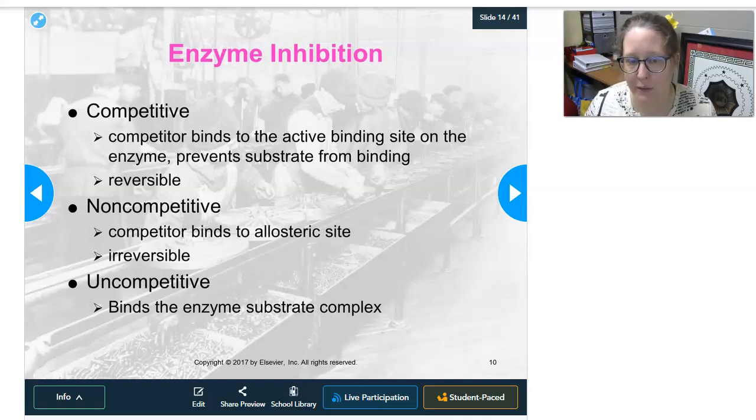There is non-competitive, and that was binding to the allosteric site we were talking about. So the competitor binds to a site away from the active site, the allosteric site, and this type of binding is irreversible. Once it binds there, it changes the conformation of that active site so that the enzyme is inactivated. And then uncompetitive is where it binds to the enzyme substrate complex. So it allows the substrate to bind to the active site, but then it caps it, if you will, and locks it in place so the chemical reaction can't happen and the product cannot be released off of the enzyme.